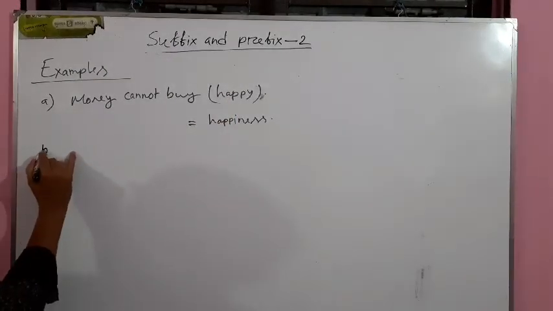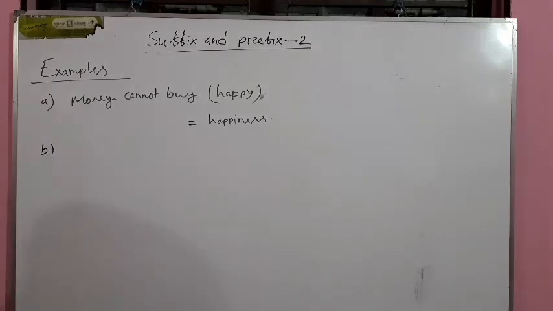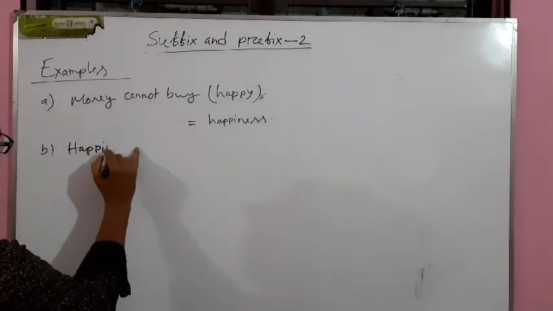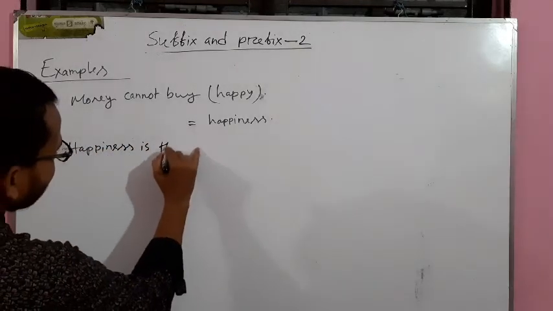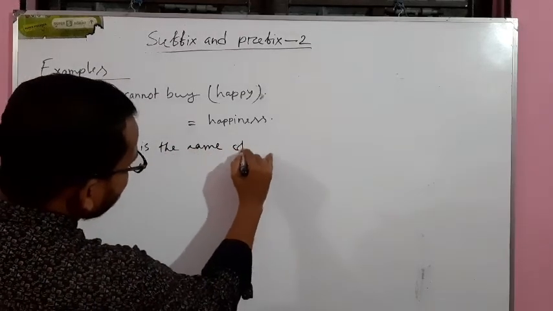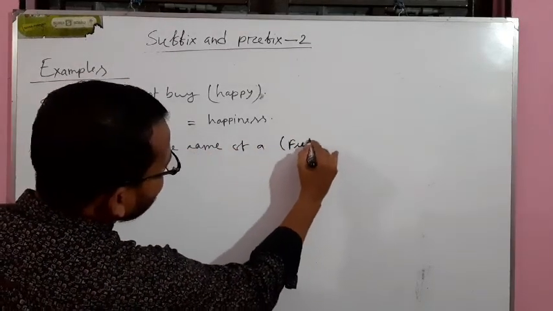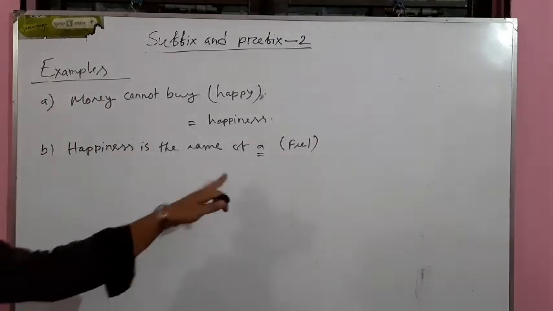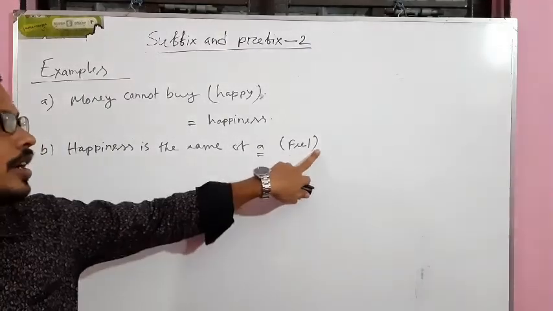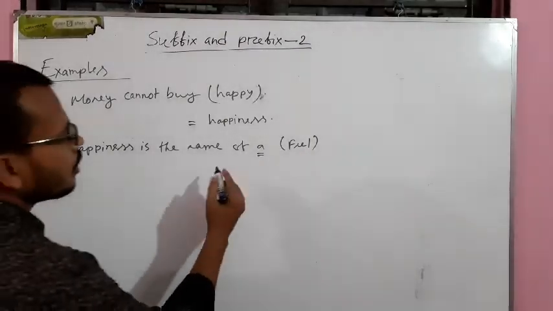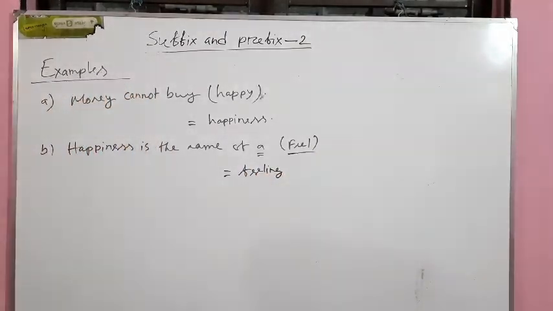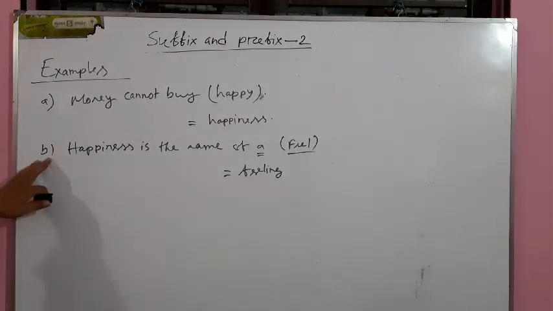Example number 2, example number B. Happiness is the name of a field. You will find this question like this. We all know after an adjective, a, an or the, we have to write the noun form of the word. So the noun form will be feeling, F-E-E-L-I-N-G. The noun form of feel is what? Feeling.